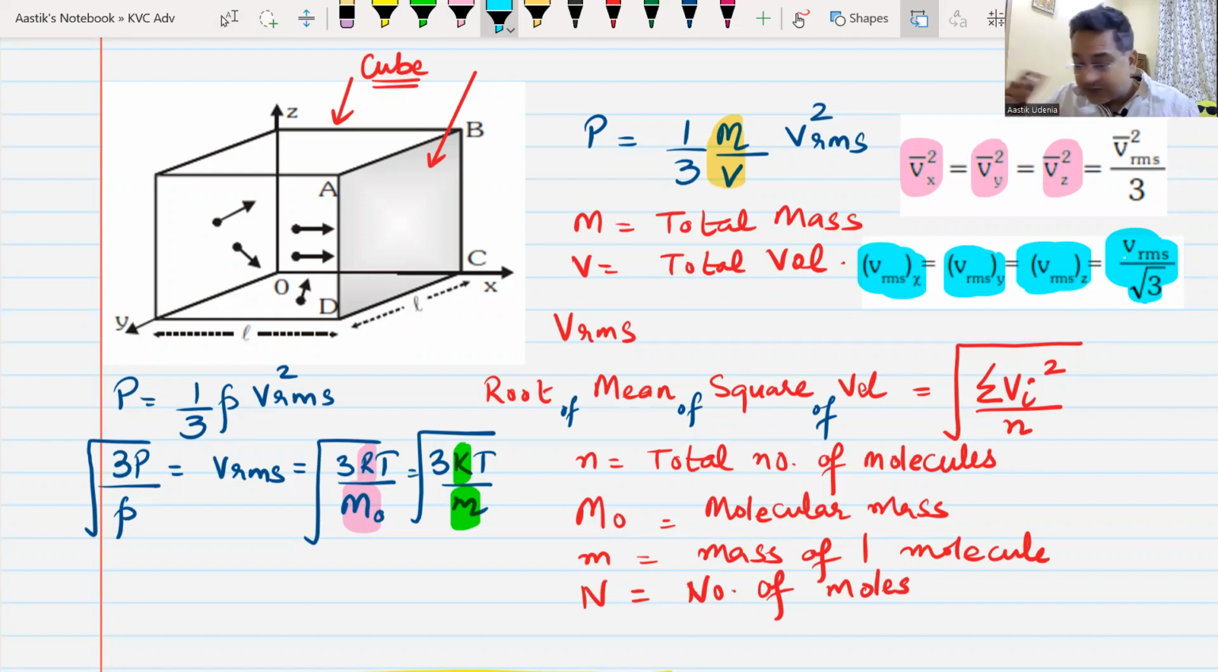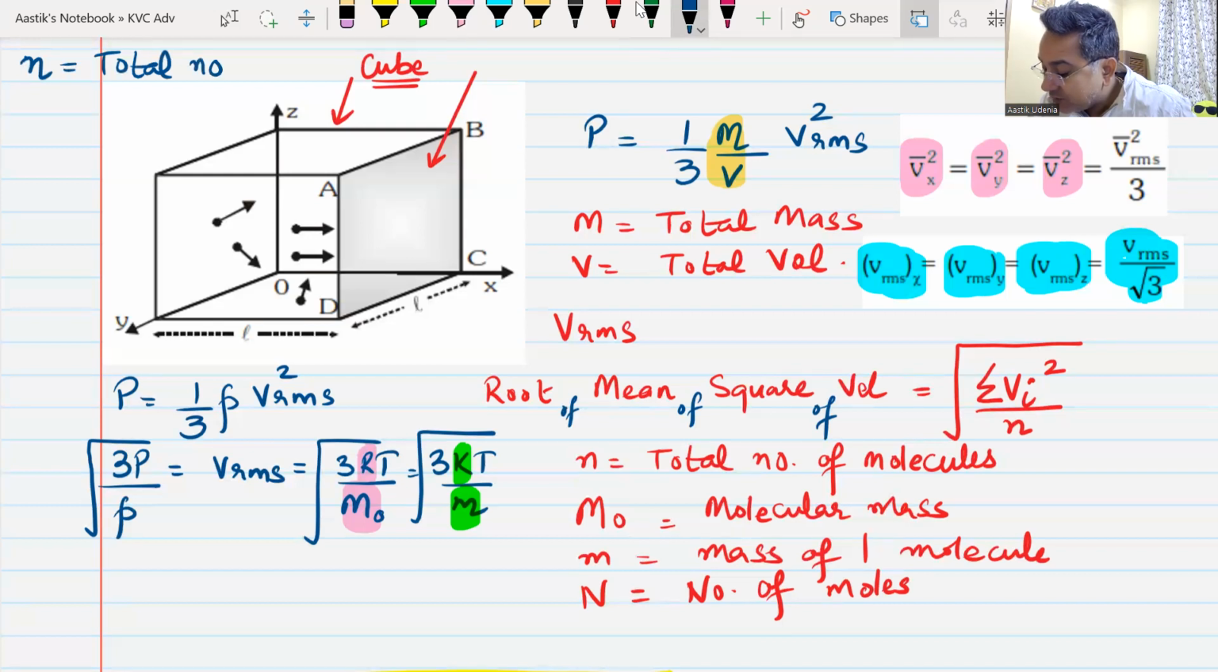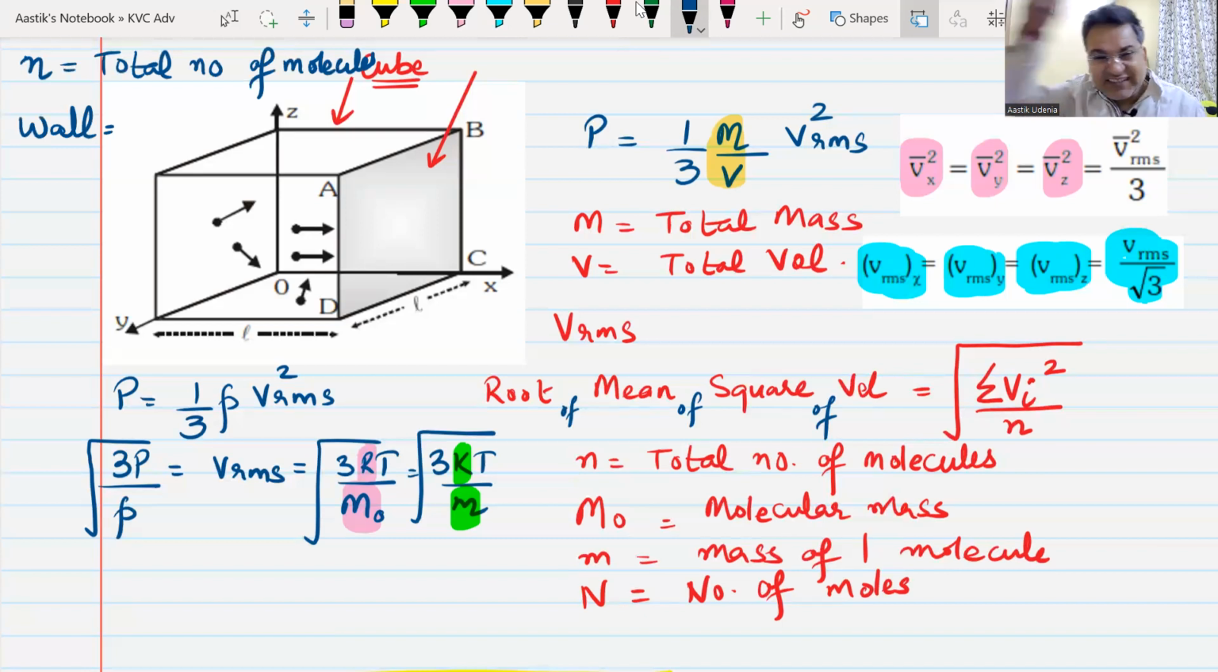One more thing, please first listen to me. If the total number of molecules is n, small n is the total number of molecules. Please remember this. Molecules for each wall: how many walls are there? Walls and ceilings, everything. The number of molecules for one wall will be n by 6.